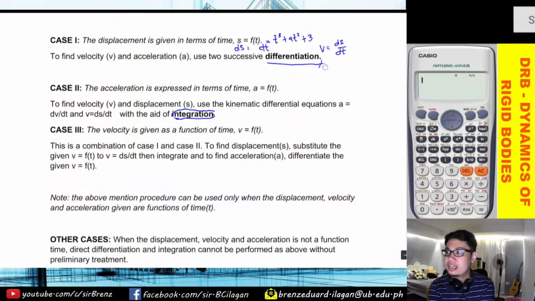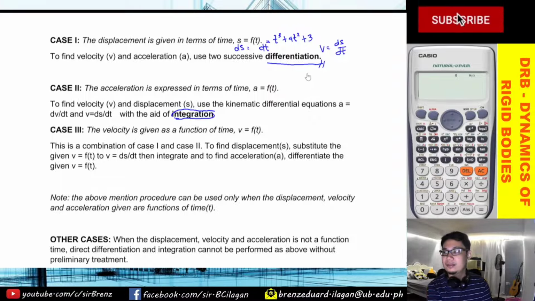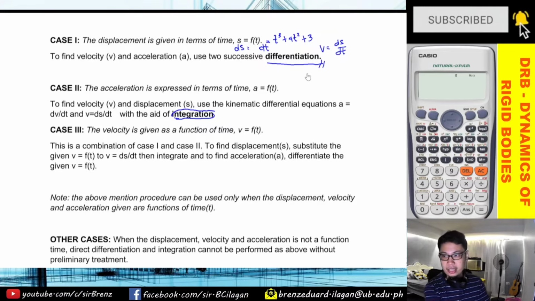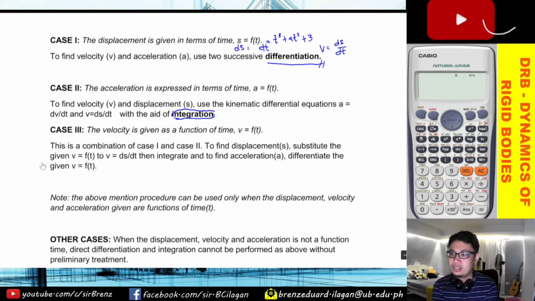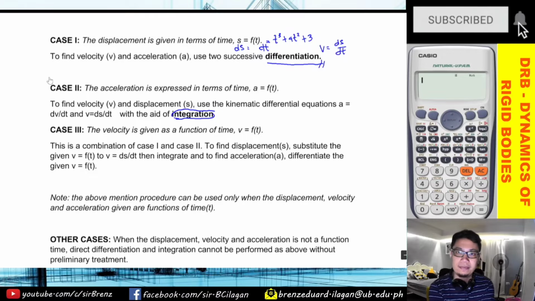Okay, so naka-specify naman dyan guys kung ano yung gagamitin nyo na type ng calculus. Okay? Next, for case number 3, dito naman, the velocity is given as a function of time. So, given yung velocity, function of time, this is a combination of case 1 and case 2. So, combination lang ng application. Ito lang din yung i-apply mo.